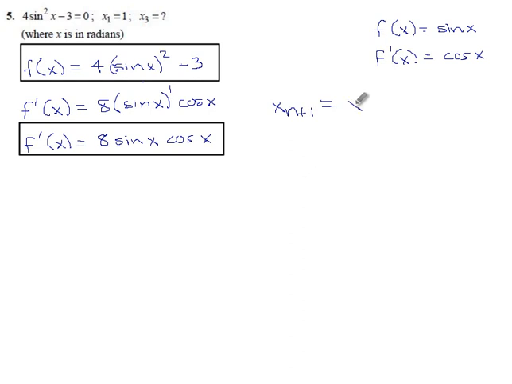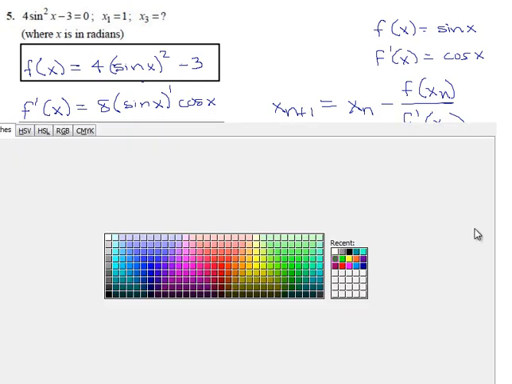formula one last time. Every guess is going to be the current guess minus the function at our current guess over the derivative at our current guess. And we are told to make our first guess 1. x1 equals 1.